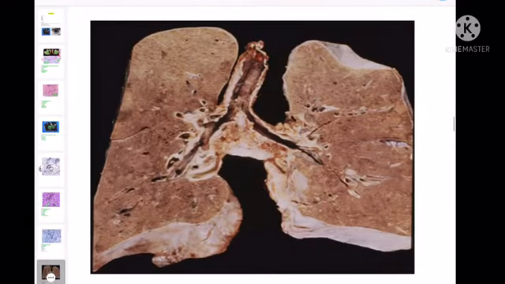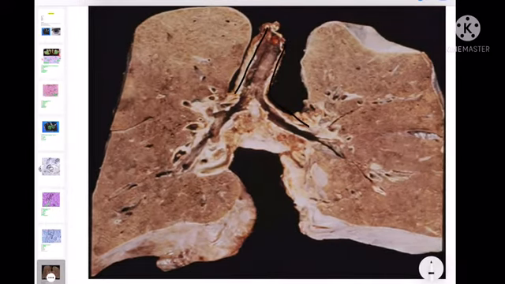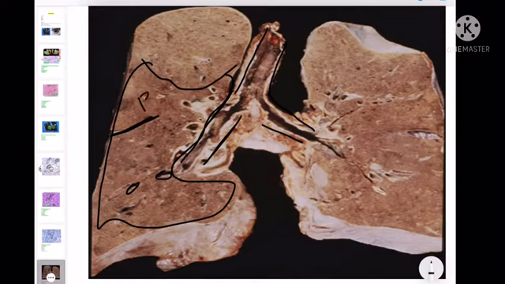The next image is a gross image of the lungs. So this is the lungs, trachea, bronchi, left and right, then divided into fine bronchioles. This is the fissure. If you compare this area with this area, you can see the color here is somewhat more brown, while this one is a little bit pale. So this is what we call brown induration of the lungs.